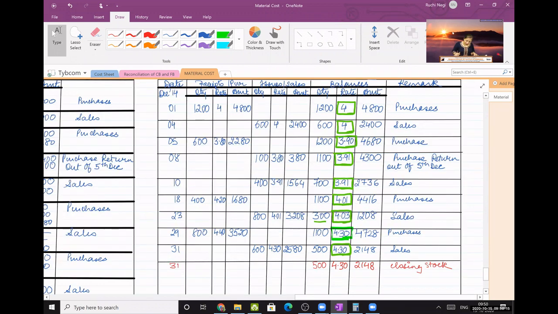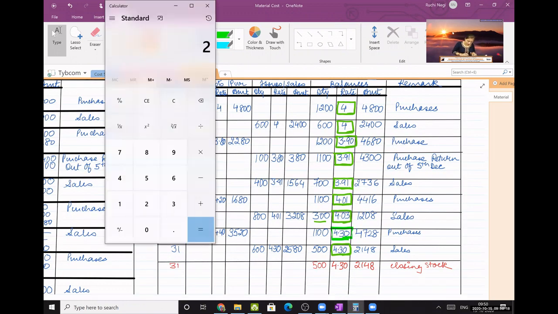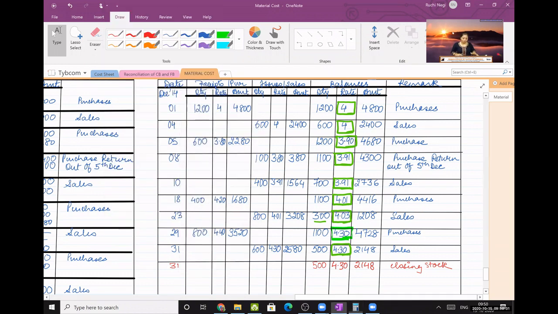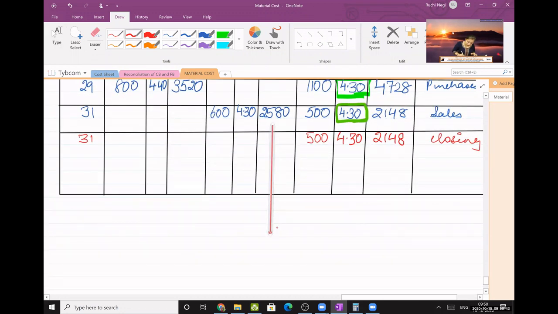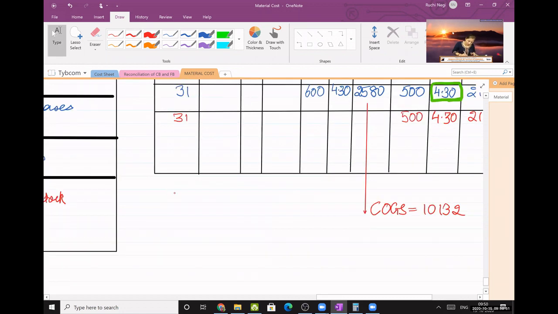I have to calculate my COGS. Yeah, 2400 plus 380 plus 1564 plus 3208 plus 2580. Okay, so this comes to 10,132. This total is my COGS, right? COGS is 10,132. Let us cross check with the formula.